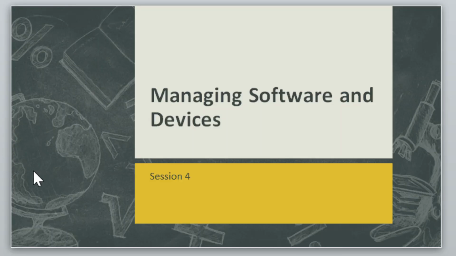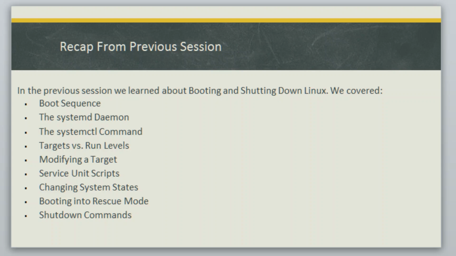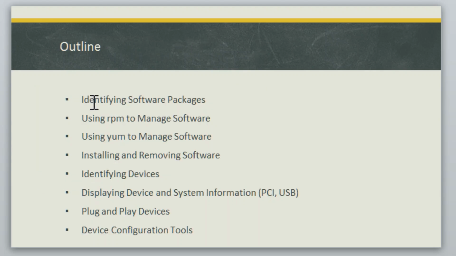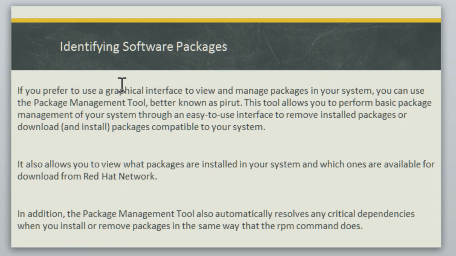Today's session, we're going to be covering managing software and devices. Last session, we went over boot sequence, the systemd daemon, the systemctl command, targets versus run levels, modifying a target, service unit scripts, changing system states, booting into rescue mode, and shutdown commands. Today, we're going to be going over identifying software packages, using RPM to manage software, using yum to manage software, installing and removing software, identifying devices, displaying device and system information such as PCI and USB, plug-and-play devices, and device configuration tools. Let's start off with how to identify software packages.